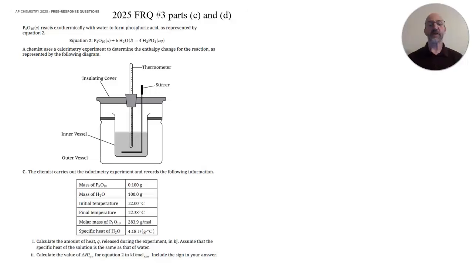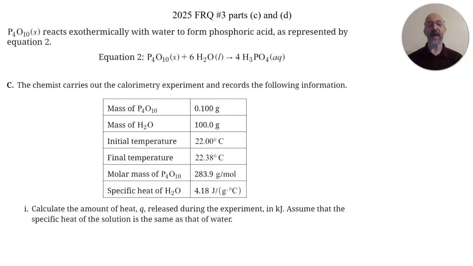So these questions involve calorimetry calculations. We can see a diagram, and that represents a calorimeter. A chemical reaction takes place inside this calorimeter, and there's a data table, and in that data table we have information about mass, temperature, molar mass, and specific heat.